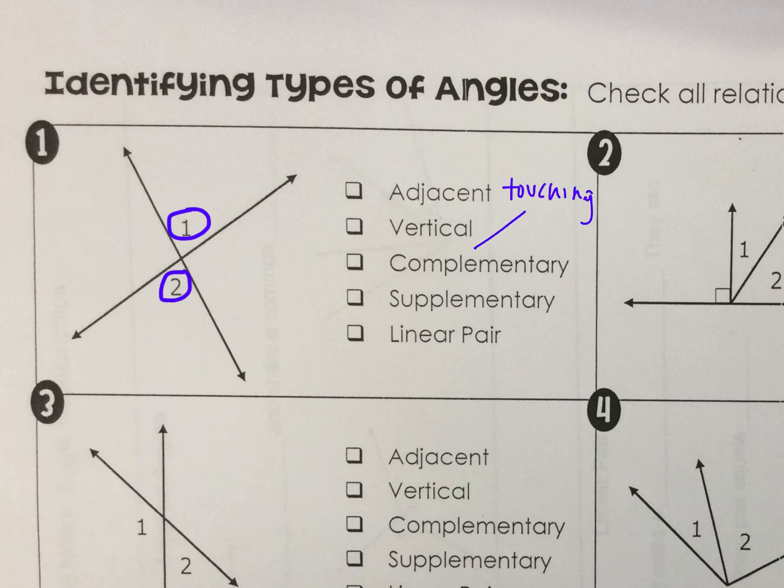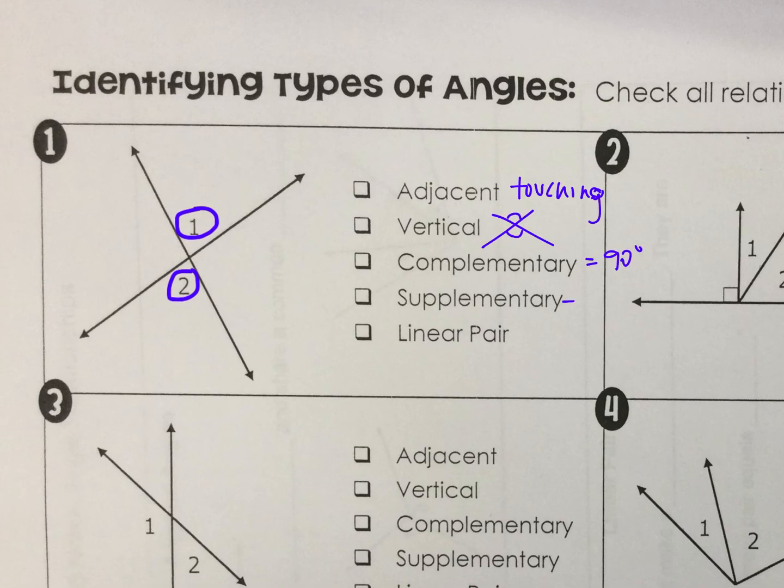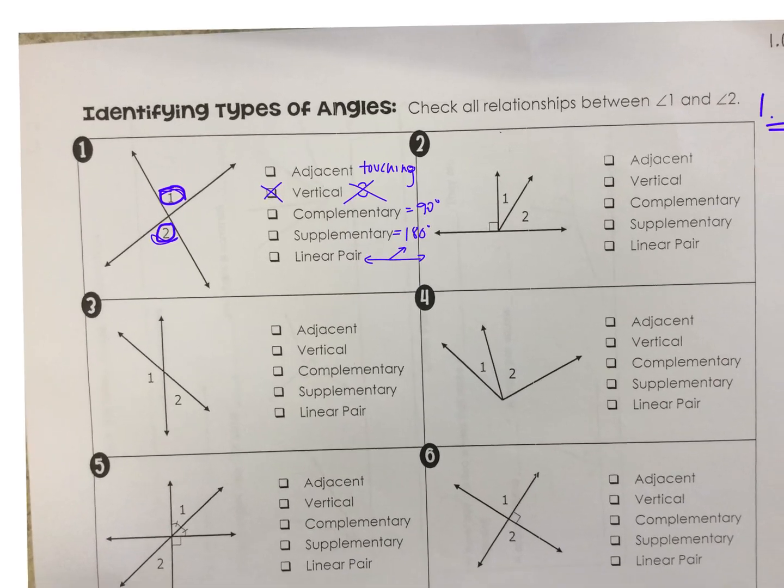Vertical means they're across from each other and they make that perfect V. Complementary means they add up to 90 degrees. Supplementary means they add up to 180 degrees. And linear pair means they're on a line. So when I look at angle 1 and 2 in this picture, I see that they're across from each other, so they are vertical.